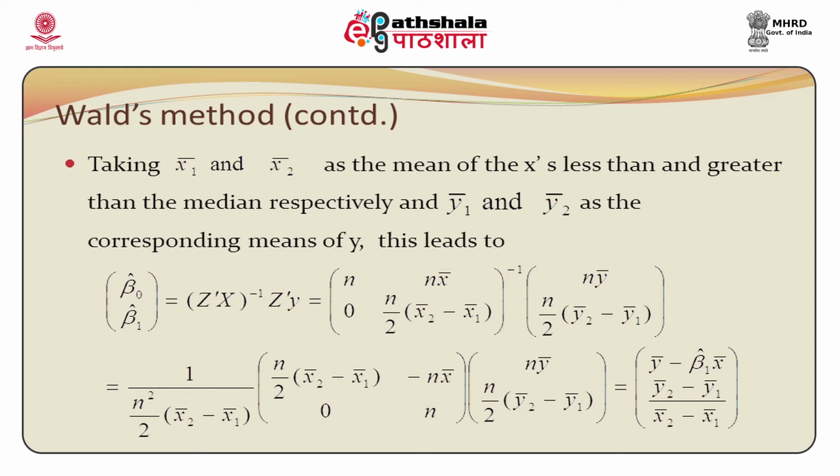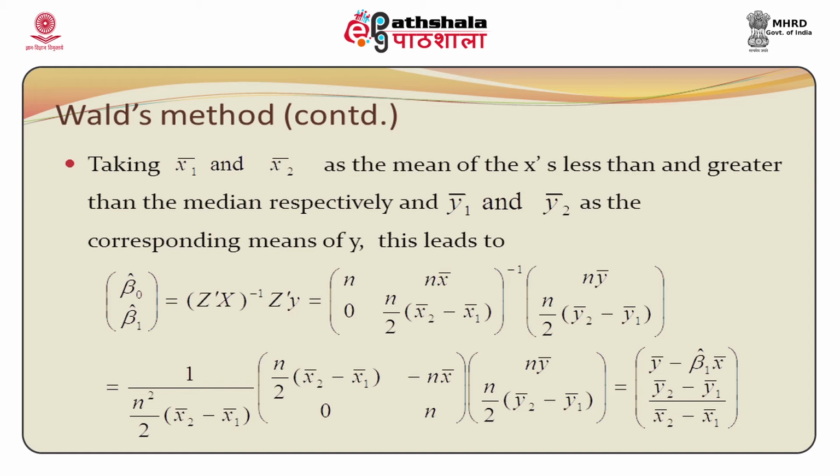Similarly, when you multiply z prime with y, the first term would come out to be n y bar, this is the first element, and the second element would be n by 2 times (y 2 bar minus y 1 bar). Mind you, these are not the larger values of y's and the smaller values of y. It just corresponds to the values in y 2 bar being the ones which correspond to the larger values of x, and the values in y 1 bar being the ones which correspond to the smaller values of x. We do not segregate by y, mind you, we are segregating by x, and naturally these are pairs. So, automatically y gets segregated. In fact, if it is inversely related, then it can be that the larger y's are in y 1 and the smaller y's are in y 2.